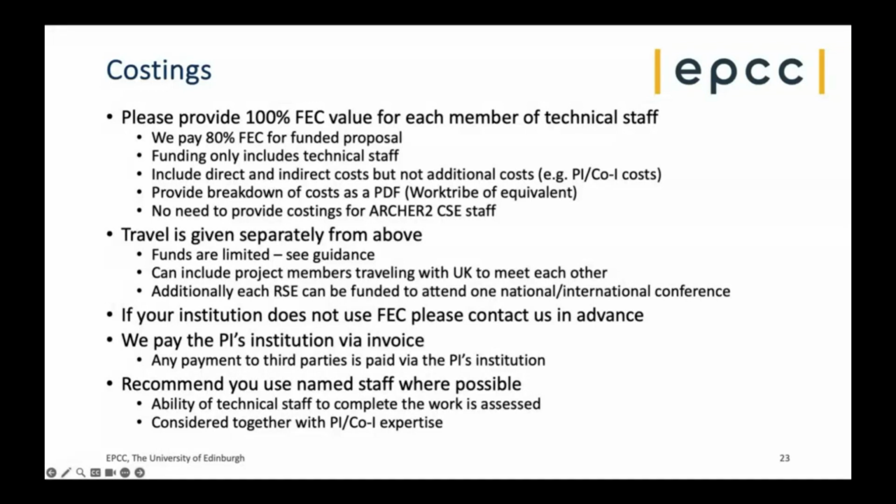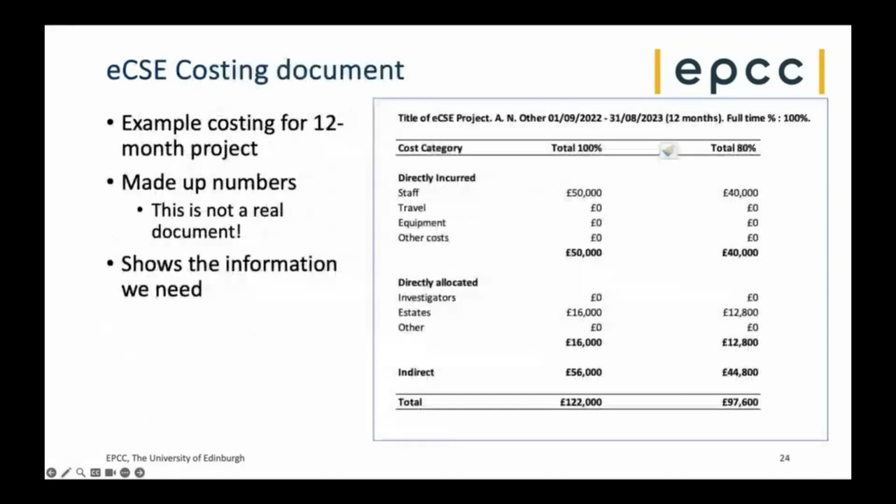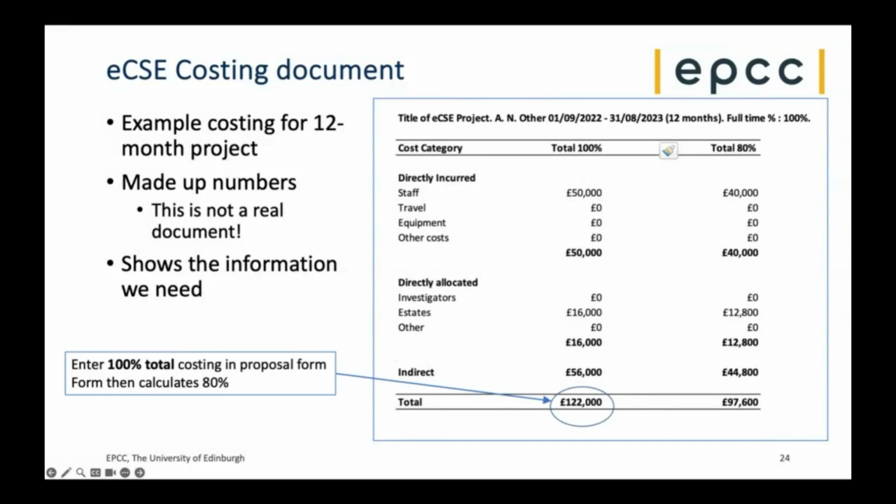So in terms of costing, what you should provide is a costing document. As I said, you can usually get this via whatever your institution uses, usually Worktribe or so on, but they will be very used to doing this. I've got a very, very much made up example costing here for a 12-month project, and what I've done is I've just tried to show you what you need to add. Most costings will have a section on directly incurred costings, a section on directly allocated, and a section on indirect costings.